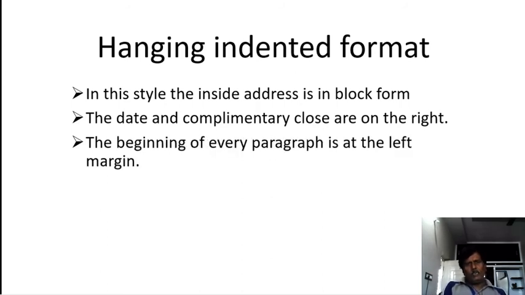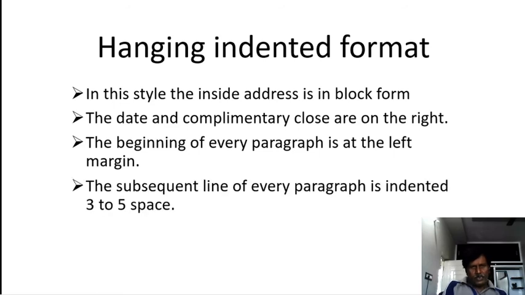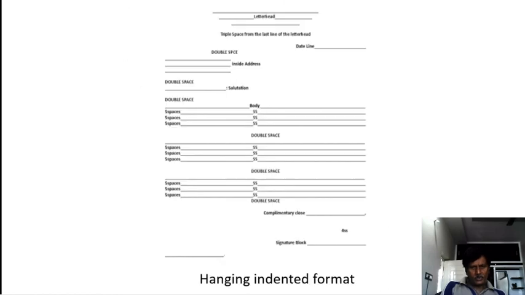Next, the beginning of every paragraph is at the left margin. Every paragraph starts at the left margin of the letter, that is in full block style. Then the subsequent lines of every paragraph are indented 3 to 5 spaces. This is the main feature of the hanging indented form, that the subsequent lines of every paragraph are indented 3 to 5 spaces. It is the hanging indented format.